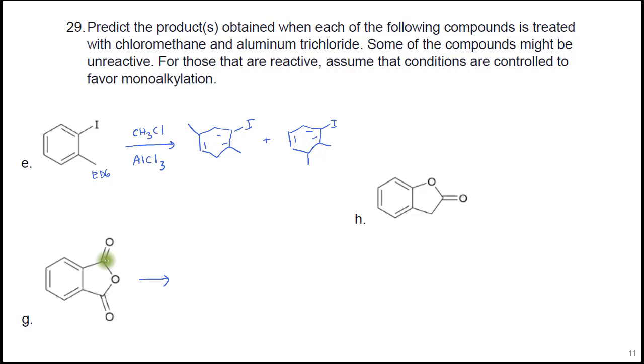In this case, both carbonyls are meta directors. So we'll add a methyl group. Actually, this would be a meta director. But this is also a strong electron withdrawing group, so we'll actually see no reaction here. We can't do a Friedel-Crafts with a strong electron withdrawing group.